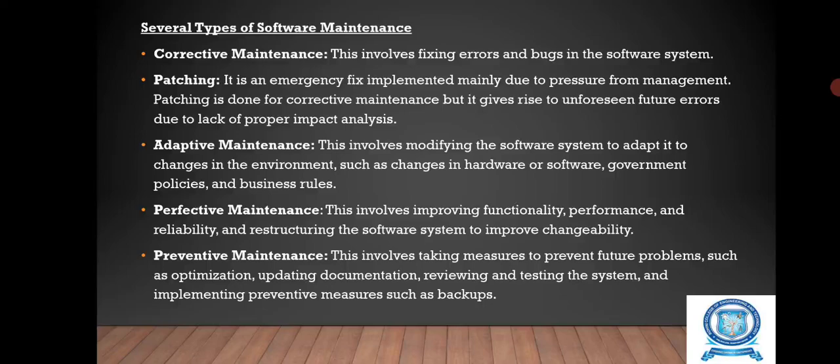of proper impact analysis. Adaptive maintenance involves modifying the software system to adapt it to changes in the environment, such as changes in hardware or software, government policies, and business rules. Perfective maintenance involves improving the functionality, performance, and reliability, and restructuring the software system to improve the changeability. Preventive maintenance involves taking measures to prevent future problems such as optimization, updating documentation, reviewing and testing the system, and implementing preventive measures such as backups.